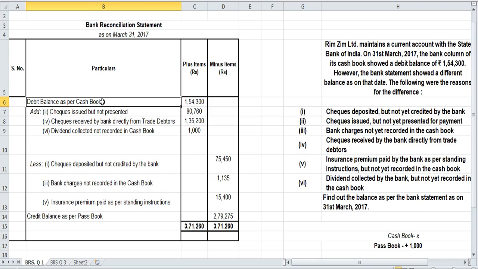Okay, so here when we add all this, it is coming to 3,71,260, and then when we add this, it is coming to 91,985. 3,71,260 minus 91,985. So this is the credit balance. Okay, so this is how we prepare the bank reconciliation statement.